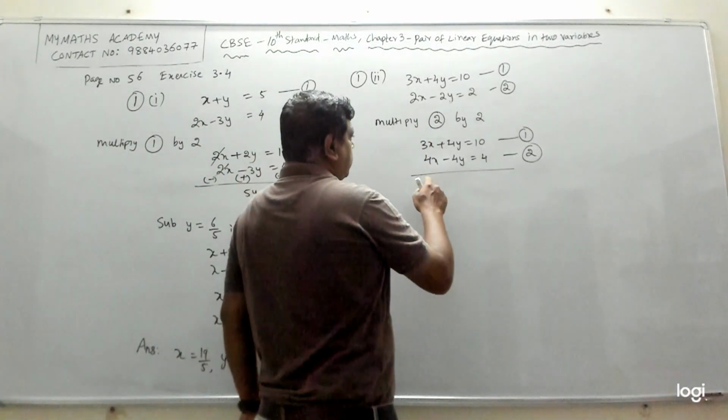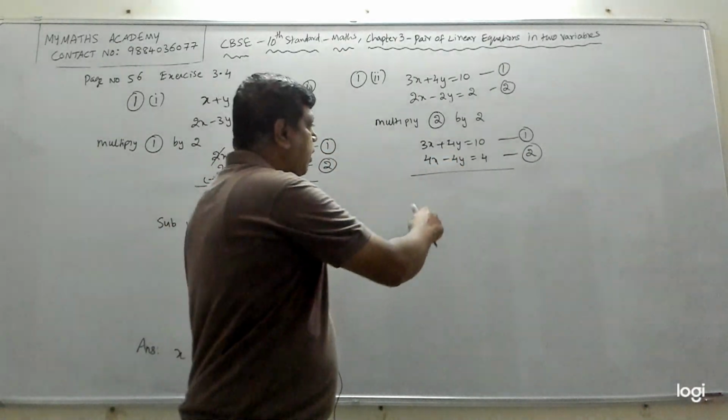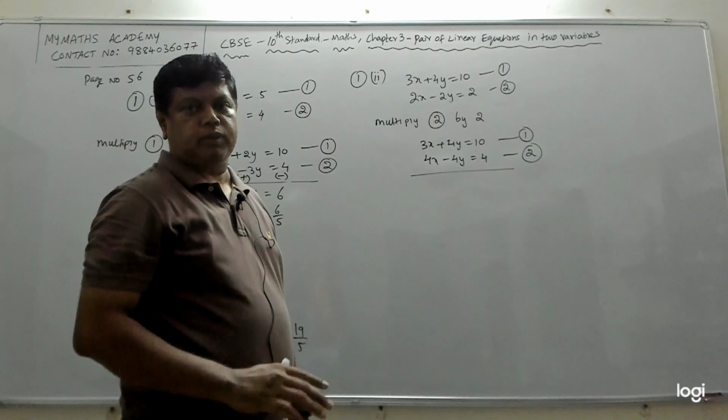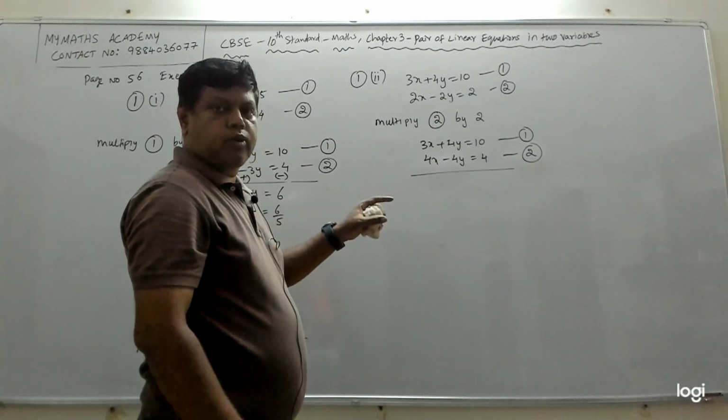So now what can we do? Now this is plus, this is minus, so the sign is different. When the sign is different, you don't have to change the sign, which means we don't have to subtract. Since the sign is already different, right? So we will start adding them.